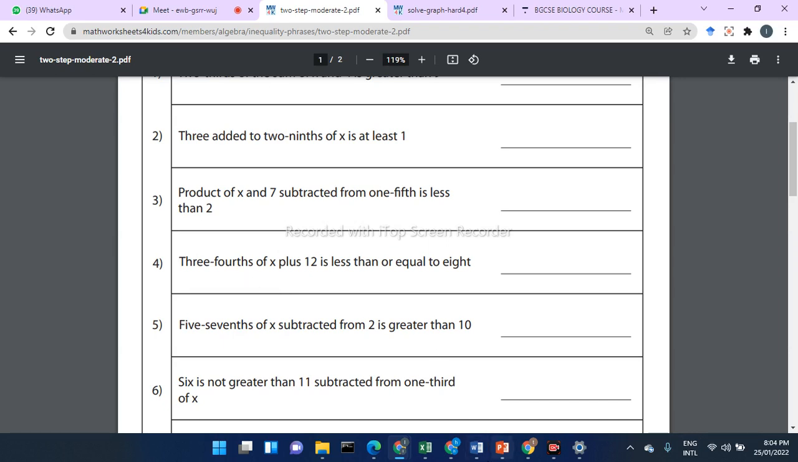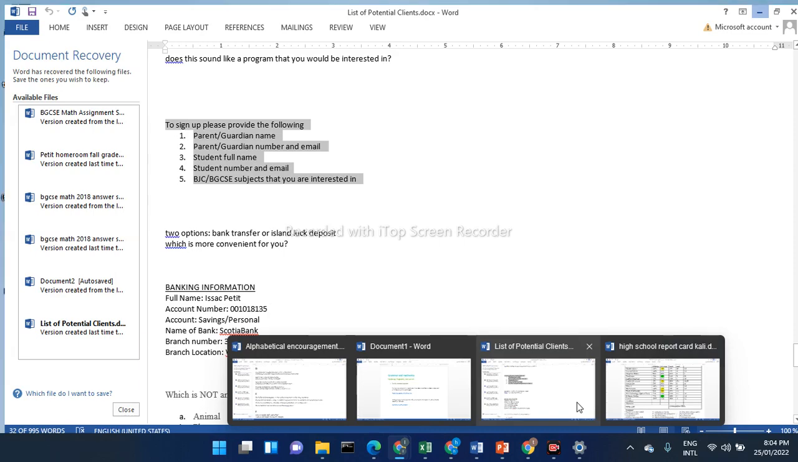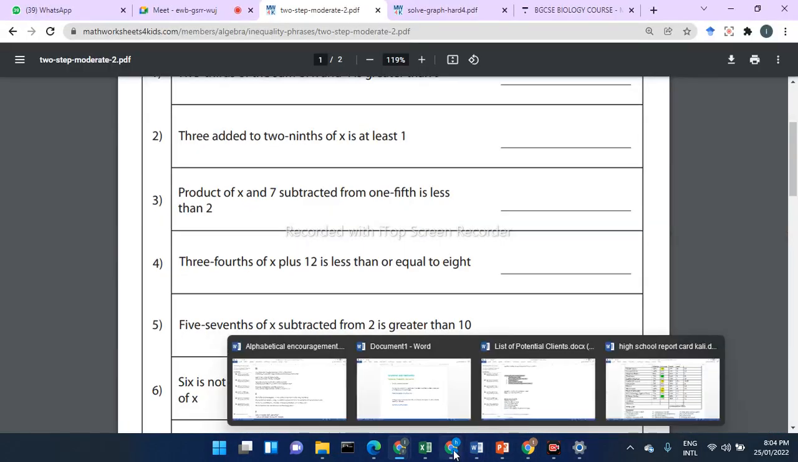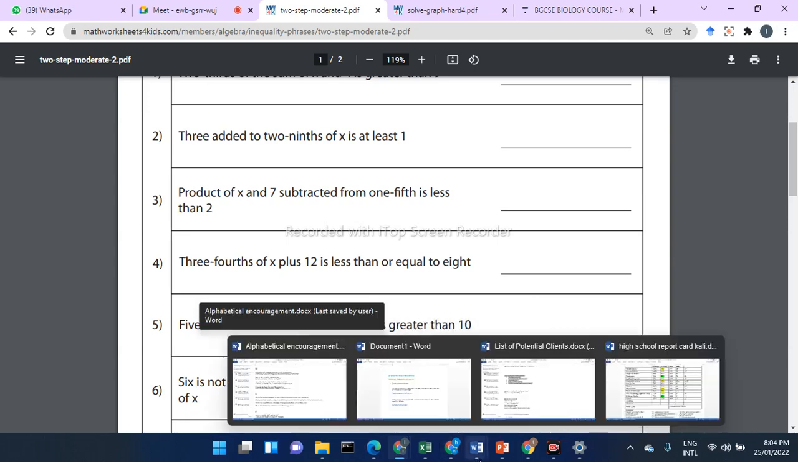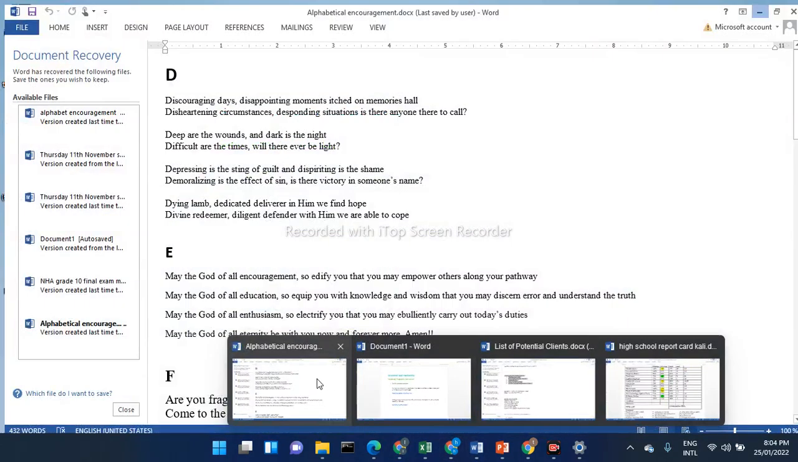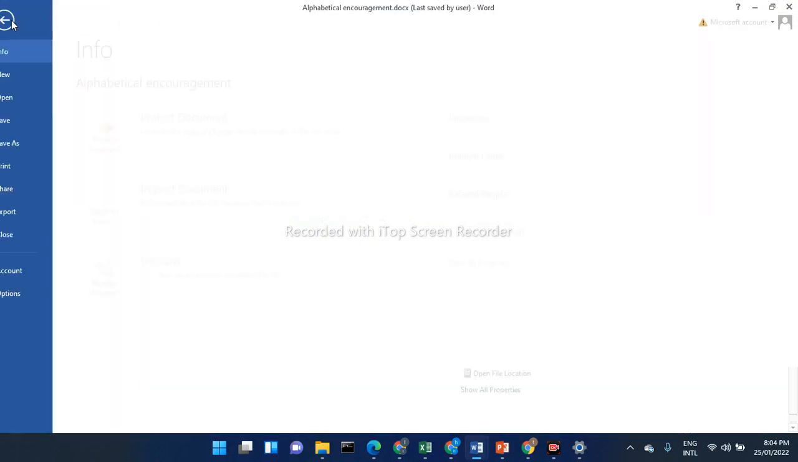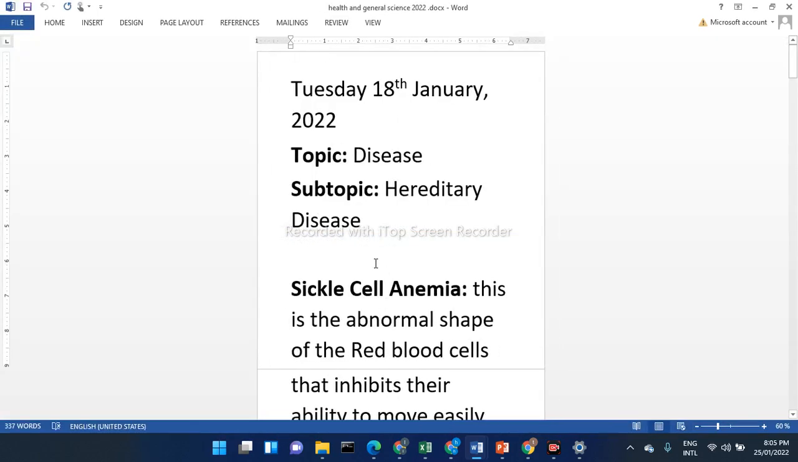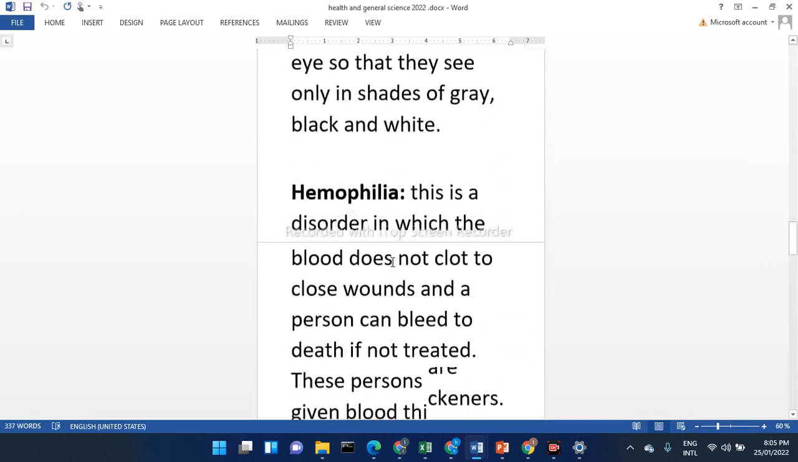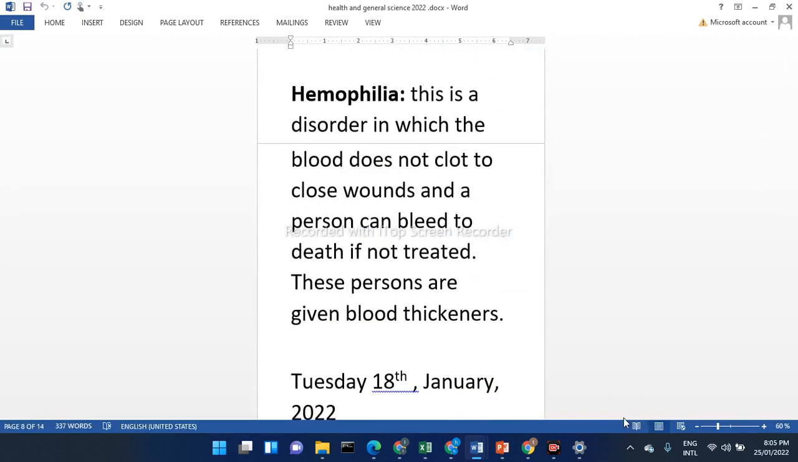Okay, so let's begin with the general. I want to do general first. I'm so sorry. Okay, these files. So let's begin. General science. Okay, so general science today. The last time we did general science, can anyone remember what we were talking about the last time we did general science?